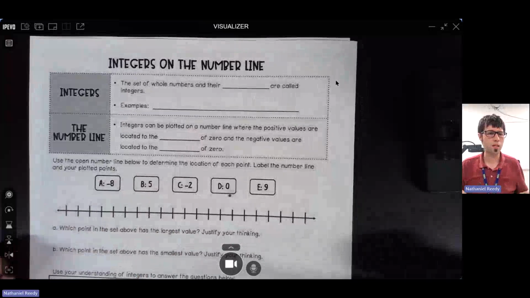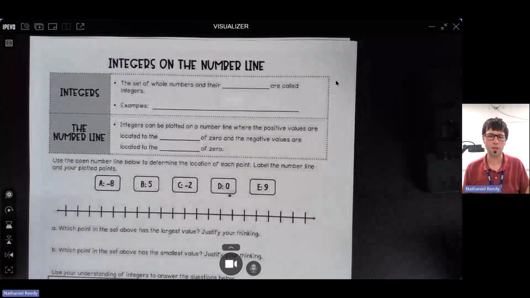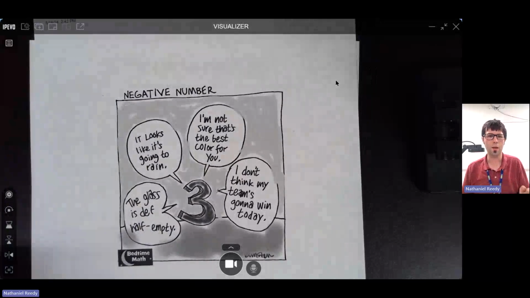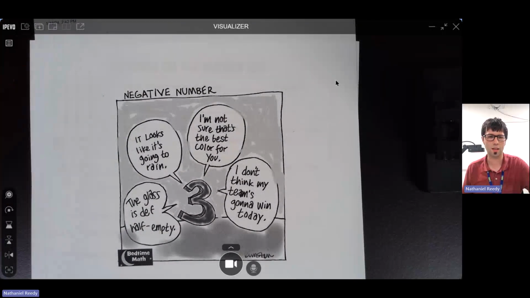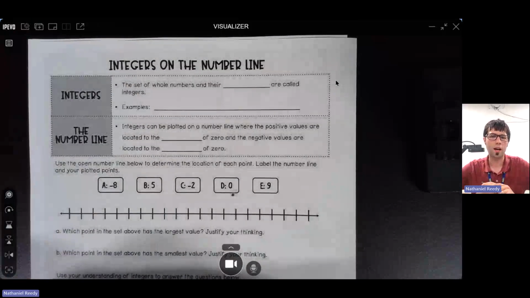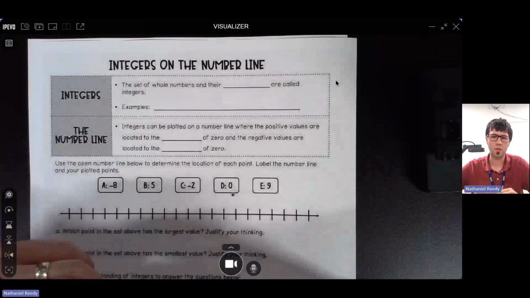So the reason why we're using a number line to add and subtract numbers, because I already know how to add and subtract numbers, is because we're doing negative numbers. Oh my goodness, it's such a salty number. Okay, so this is a guided notes video.